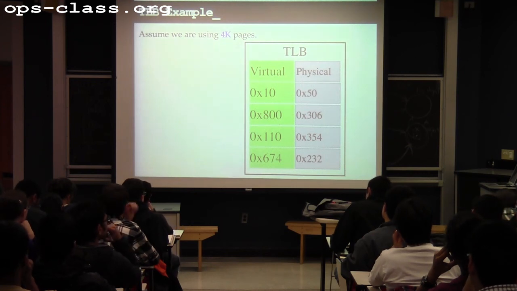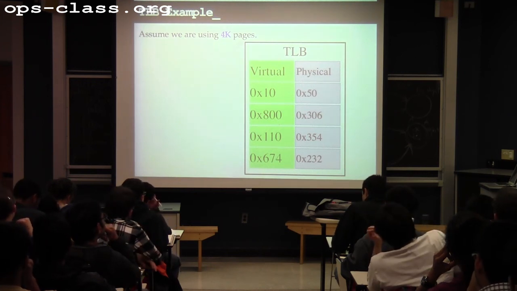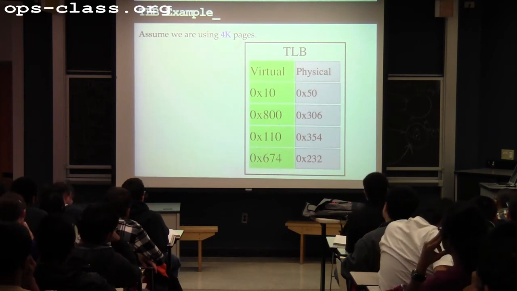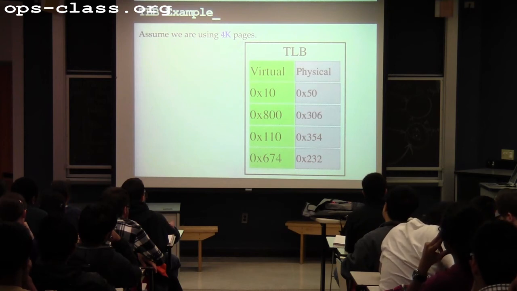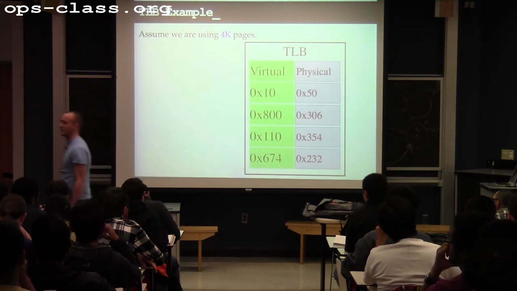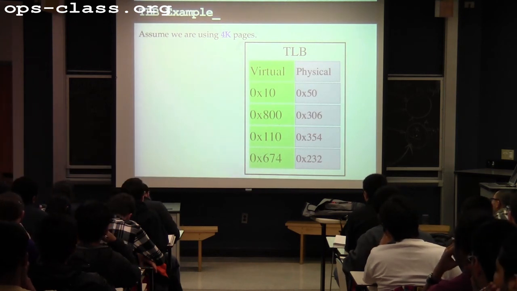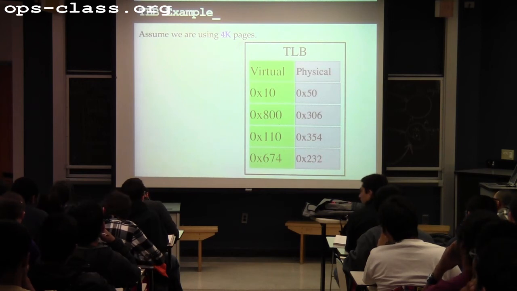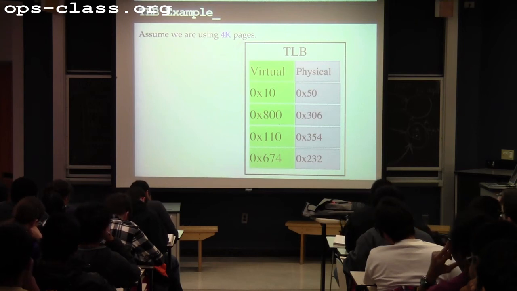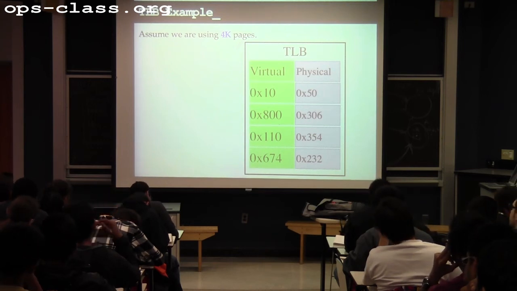Okay, so let's walk through an example. Here's my TLB. Assume I'm using 4K pages. Now, what do I load into the TLB? What is the TLB caching? It's not caching virtual address to physical address translations. What is it caching? Yeah, it's caching virtual page to physical page translations, because I don't care about the offset. The offset doesn't change. So the TLB only caches these 20-bit to 20-bit translations, right?